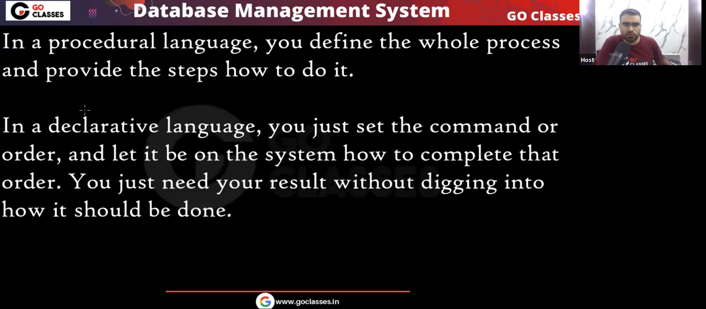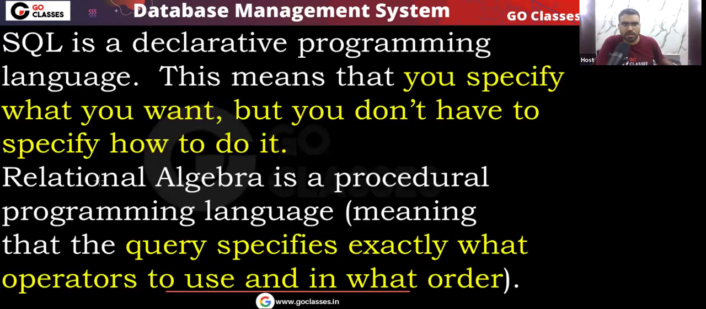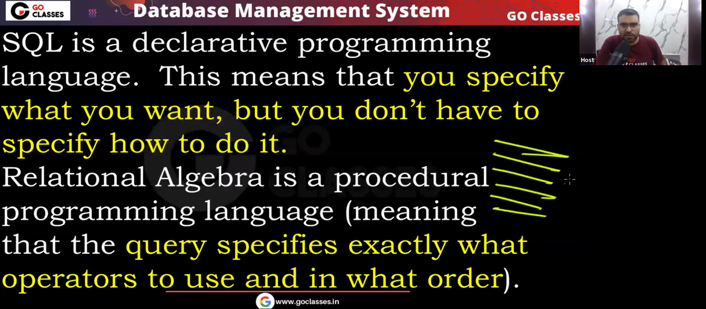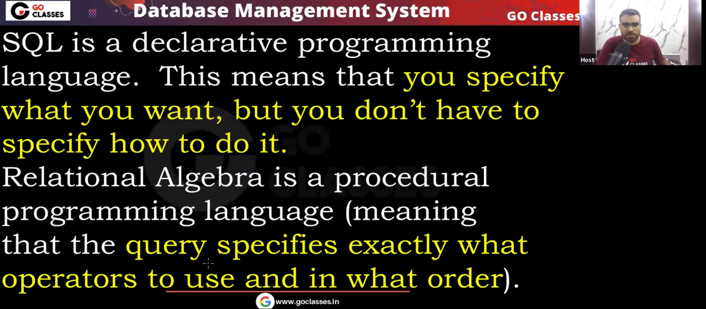So we have seen what is procedural and what is declarative. And remember, relational algebra is procedural. What does this mean? This means that in a relational algebra query, we specify exactly what steps to follow. Step by step procedure, we specify how to get the task done. We specify the exact steps to use. Very simple.